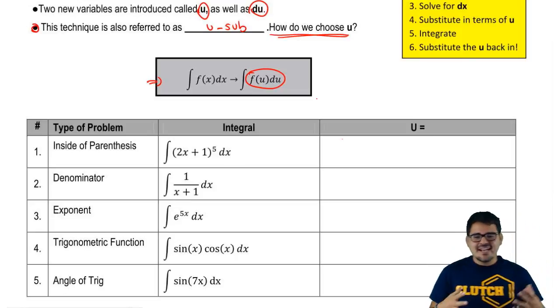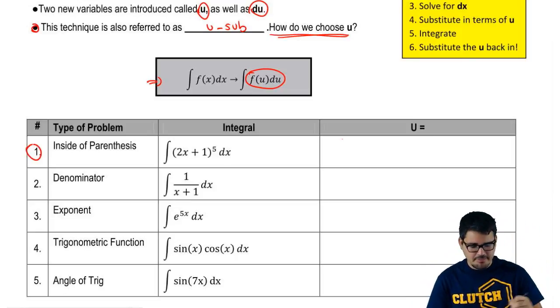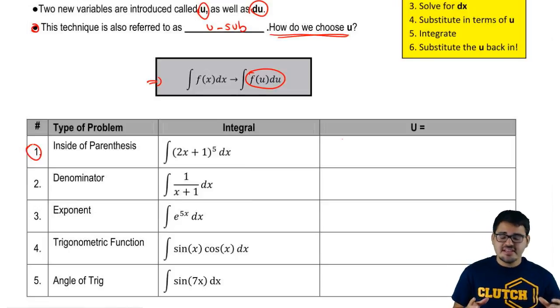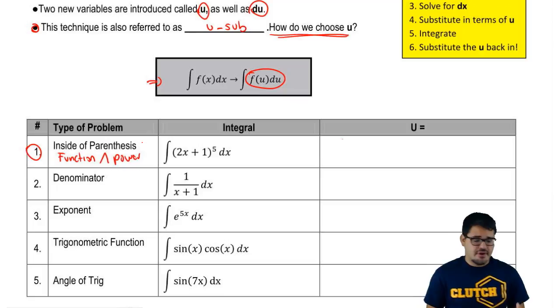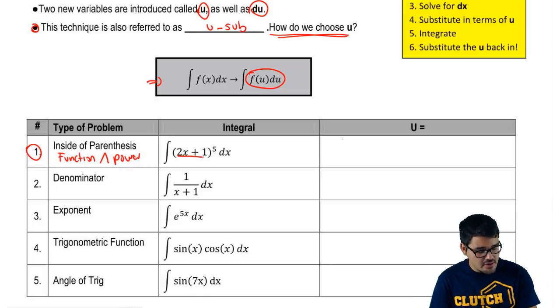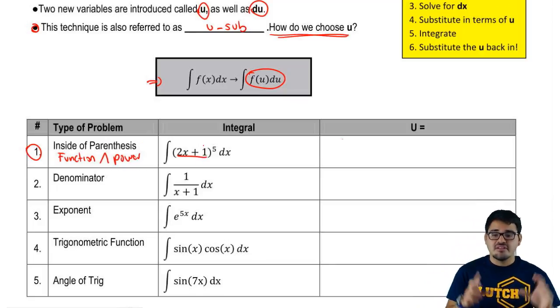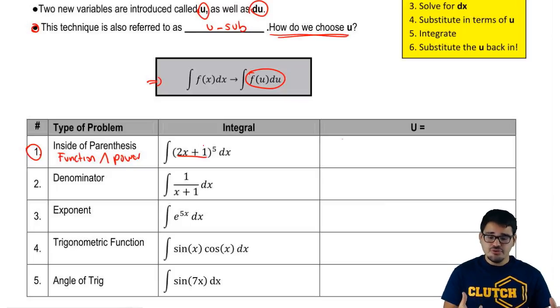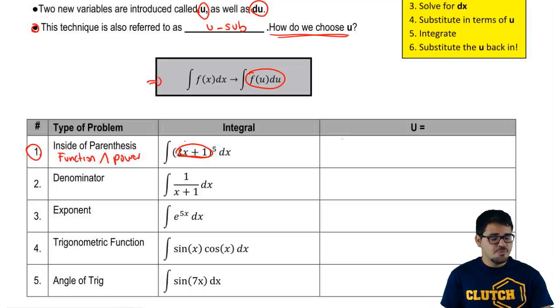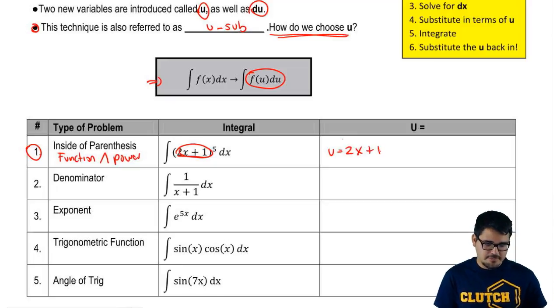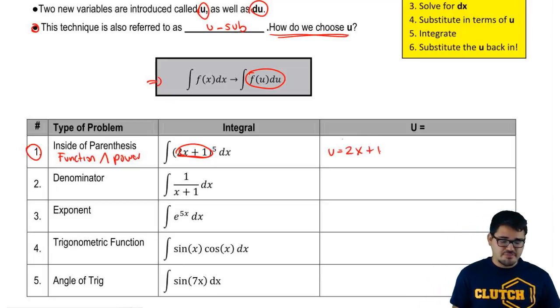So when I mean the inside of a parentheses in the first type of problem, usually you can think about this as the inside of a parentheses, or whenever you have a function raised to a power, right? So that's another way to look at it, right? So here we have 2x plus 1 raised to the 5th, right? So you can think about it as the function being raised to the power, that's going to be your u, or the inside of this parentheses, right? So in this case, our u is going to be 2x plus 1, right? That is going to be our 2x plus 1.